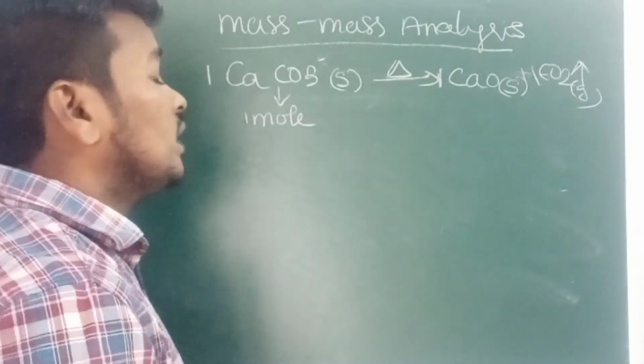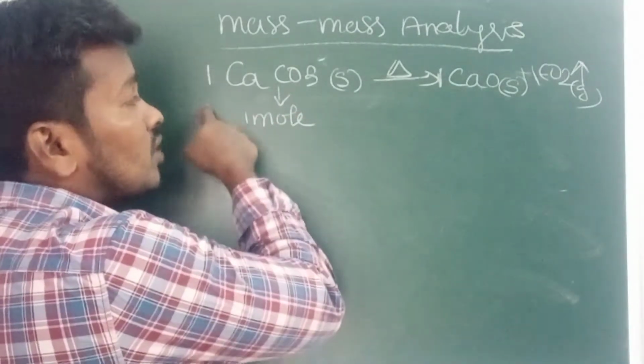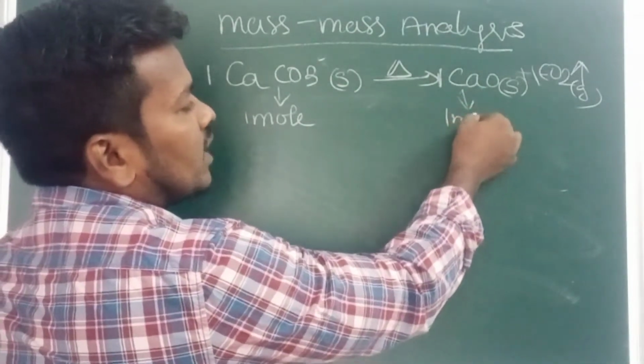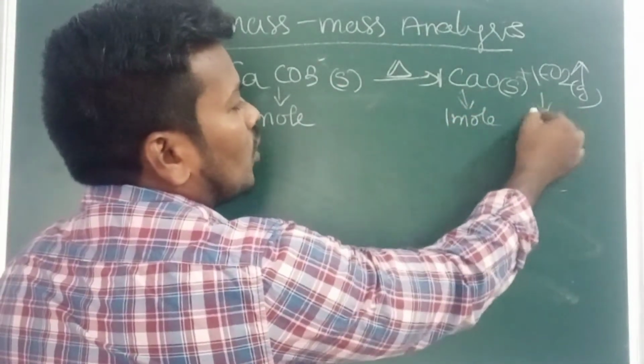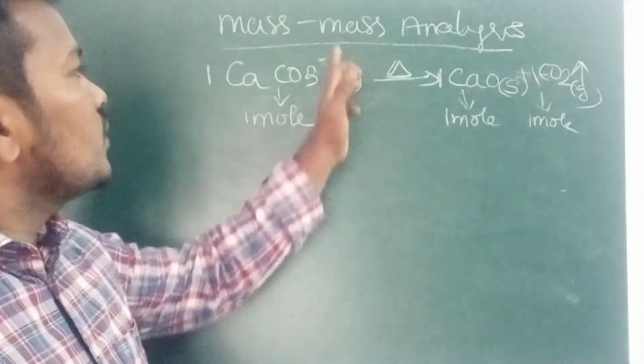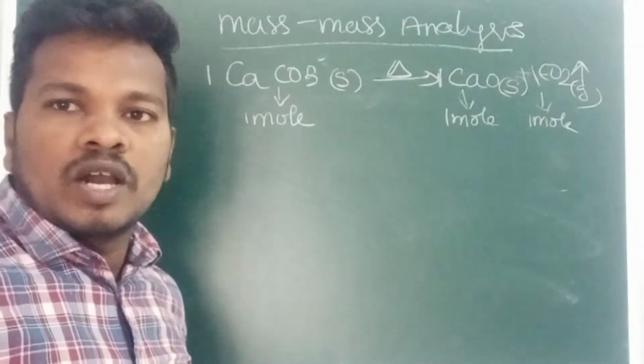On decomposition of 1 mole of calcium carbonate, it gives 1 mole of calcium oxide and 1 mole of carbon dioxide. So now what we are doing? We are doing the mass analysis.